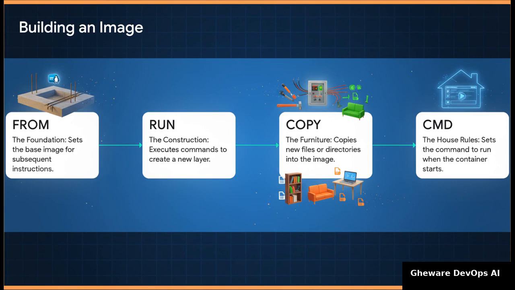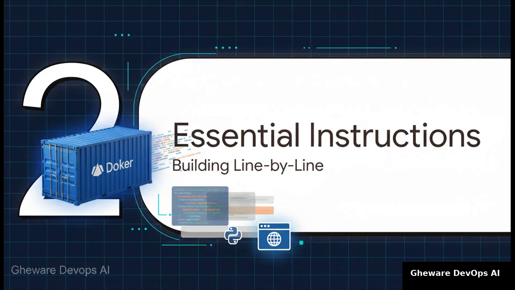Your FROM command, that's your foundation. It's the base you're building on. Then you've got RUN, which is all the construction work, installing your software, setting things up. COPY is like moving in the furniture. That's your actual code and files. And finally, CMD, well, those are the house rules. It's the one command that runs as soon as someone walks in the door, or in our case, starts the container. Okay, concept down. Now, let's get our hands dirty.